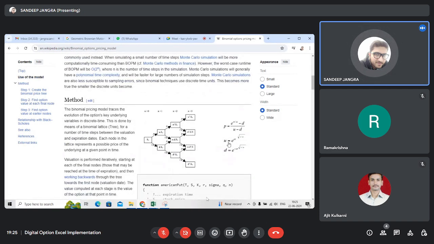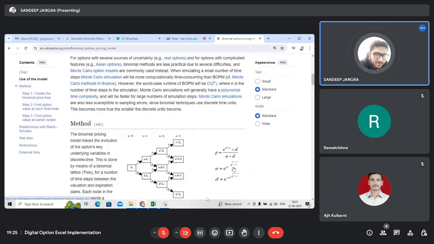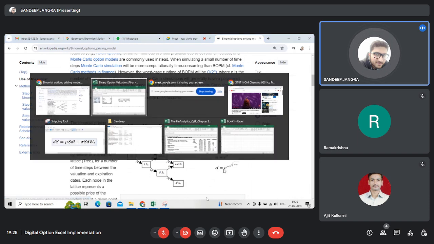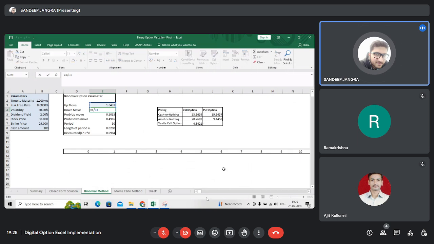Here you have to see this one, the standard deviation, root t, and d. You have to calculate it by simply reversing this one. So you will get your down factor. Simply given d1, just reverse this, you will get your down move factor.